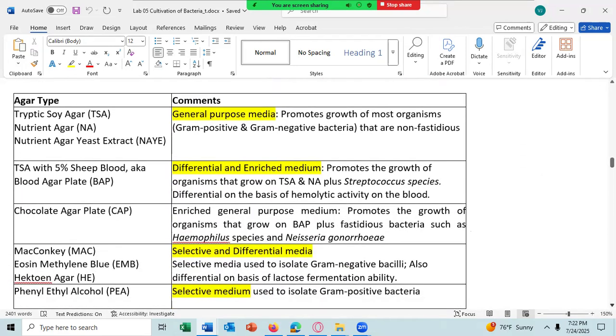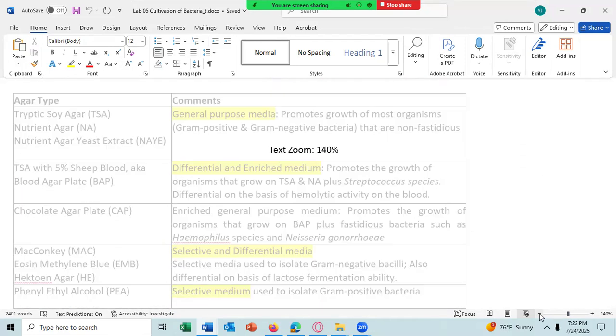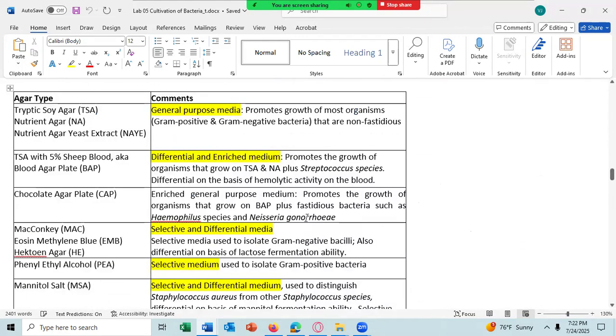So this table shows you the different media. We have general purpose media. There's three of them we're going to talk about in this class: TSA or tryptic soy agar, NA or nutrient agar, or NAYE, N-A-Y-E, nutrient agar with yeast extract added. These are general purpose media. They promote the growth of most organisms. You cannot grow fastidious organisms on general purpose media. They're non-selective, so both gram-positive and gram-negative can grow.